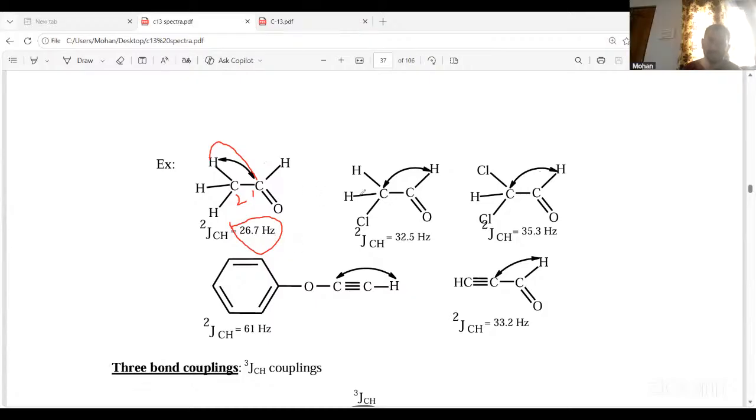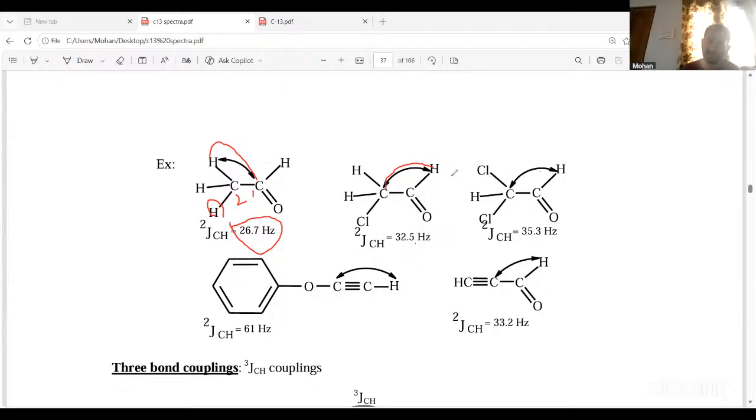Then in the next example, just see, we have substituted one of the hydrogens with chlorine. So on this aldehyde group here, we have substituted chlorine. Now this hydrogen and the chlorine substituted carbon are involved in this particular coupling, right? So then you can see the value is going to increase to 32.5. So there is an increase in the value here.